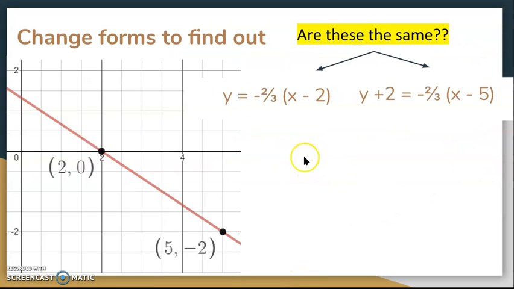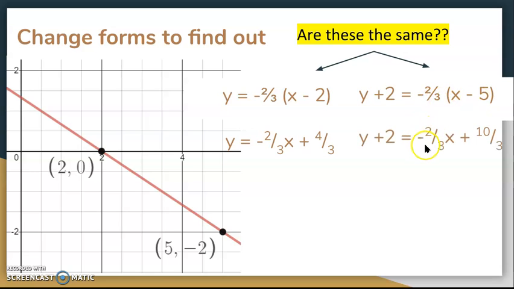In order to find out if these two equations really are the same, we're going to have to change forms. So I'm going to change each of these back into slope-intercept form and compare them. So the equation on the left, of course, I'm going to distribute the negative 2/3, and I'll get negative 2/3 x plus 4/3. On the right, I'm going to start with distributing, negative 2/3 x plus 10/3.